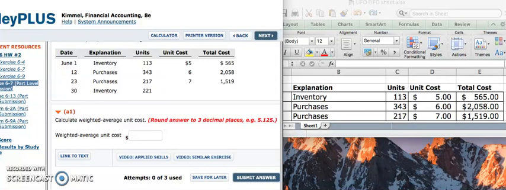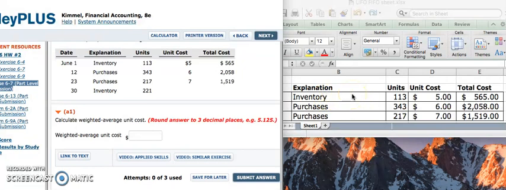So the assignment we're working on is exercise 6-7, and what we'll be looking for is the calculated weighted average unit cost. If you look here, you can see what we've been given, and I put that into Excel to help us go through the numbers. So I just took it here.